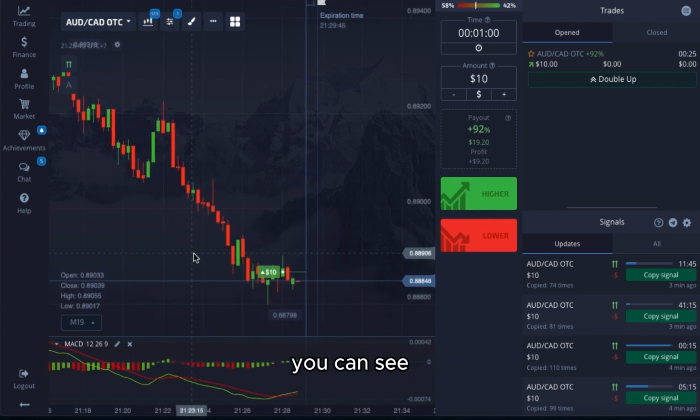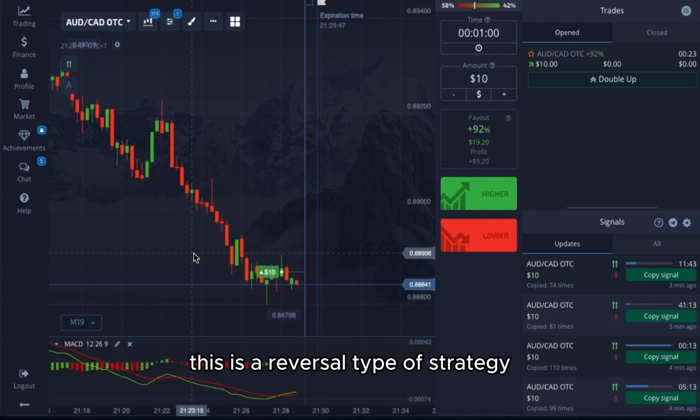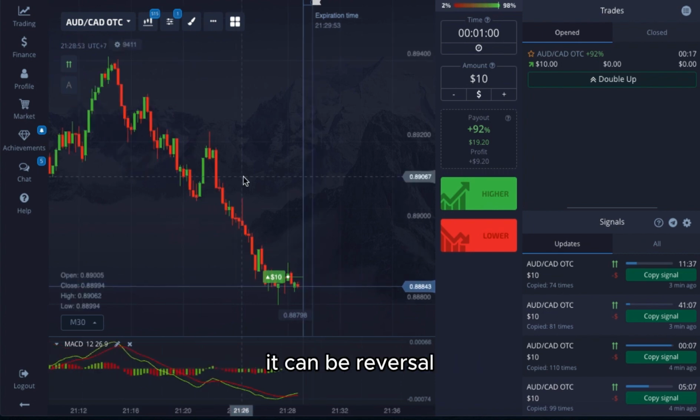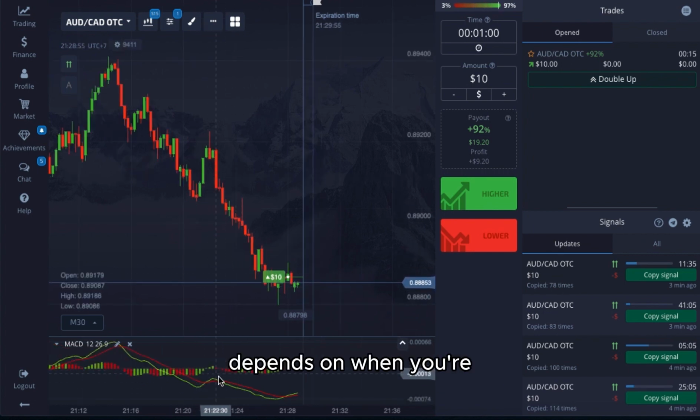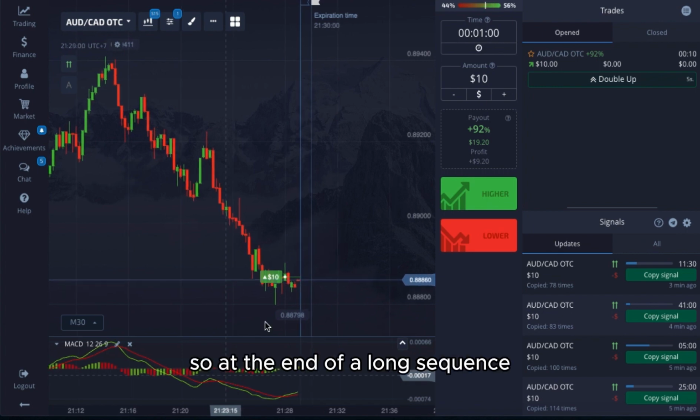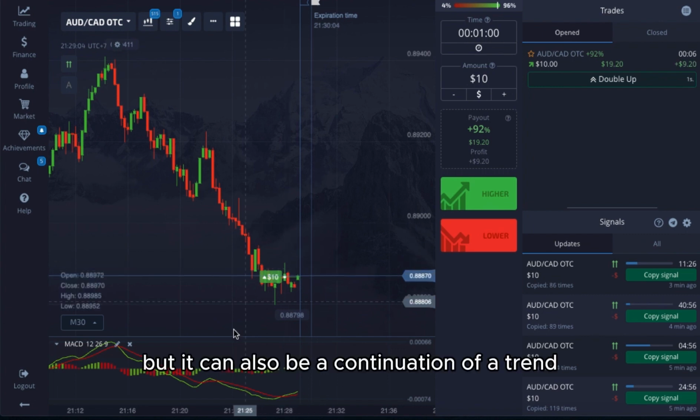That's what I reckon. You can say this is a reversal type of strategy. It can be reversal, can also be trend continuation. Depends on when you're entering the trade. So at the end of a long sequence, it's good to do a reversal, but it can also be a continuation of a trend. Alright?